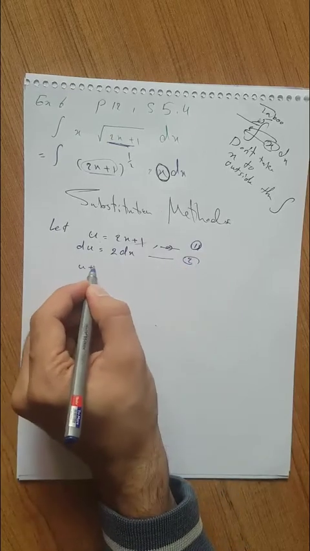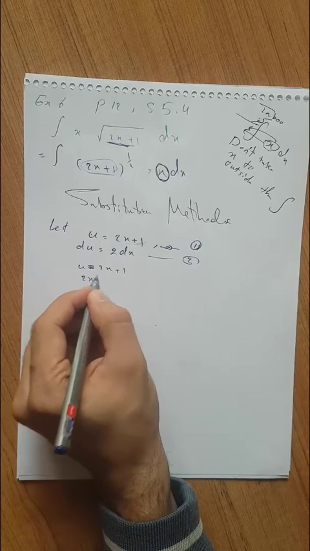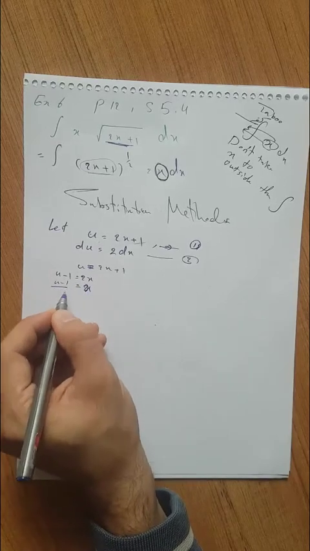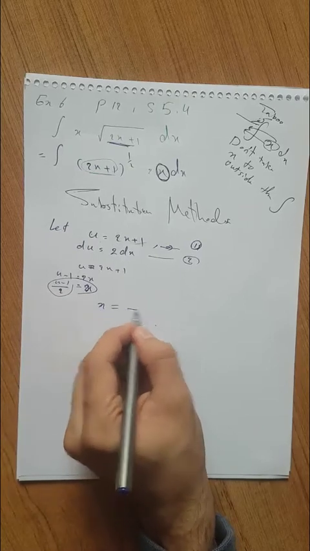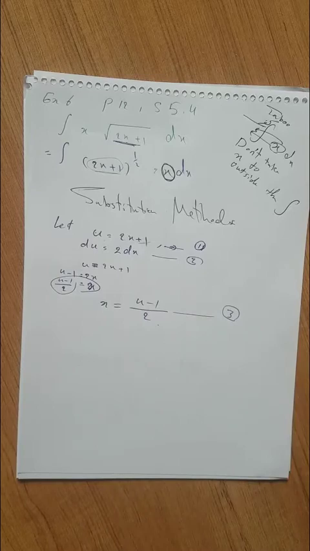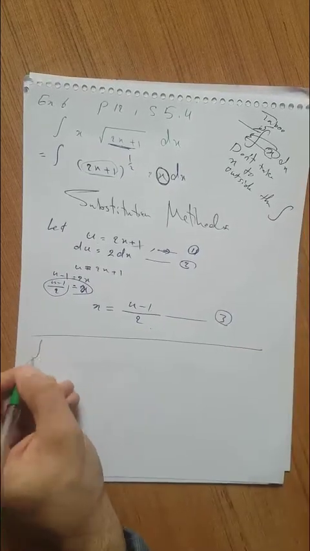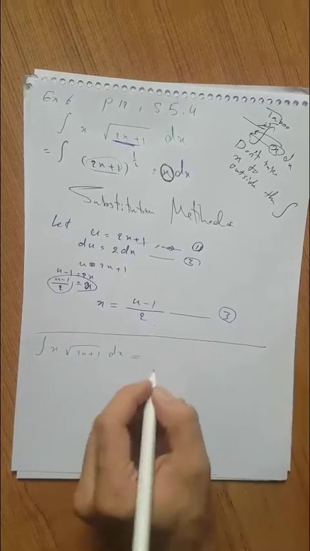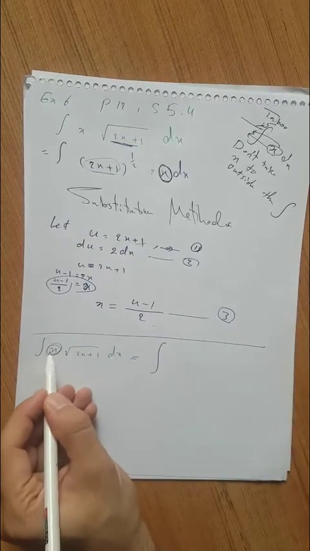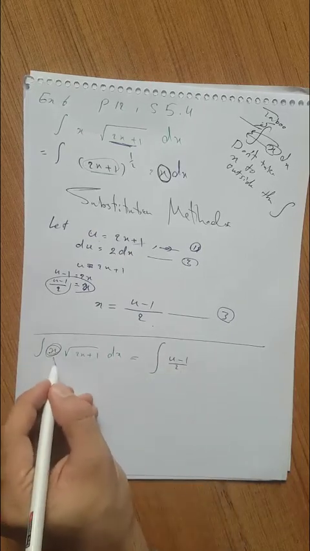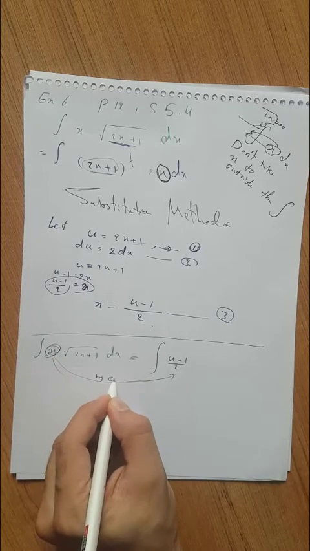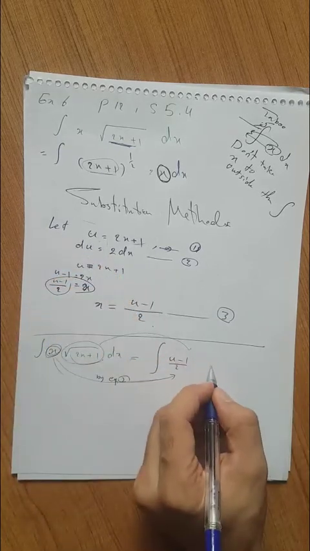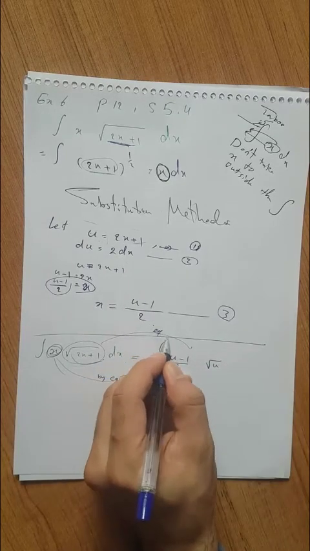How about x? u is equal to 2x plus 1. So 2x is equal to u minus 1, am I right? And x will be equal to u minus 1 over 2. This is equation number 3. Now, we change our example from this part into the u part. How? x is equal to u minus 1 over 2. How about this square root? This square root is equal to the square root of u, am I right? By equation 1.